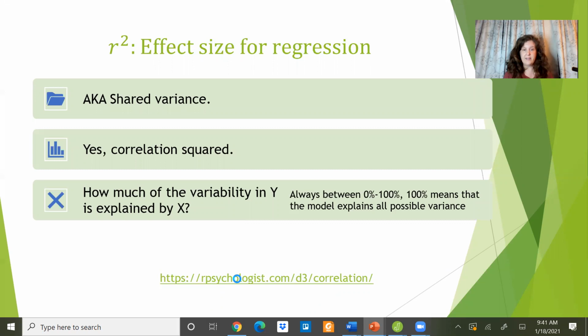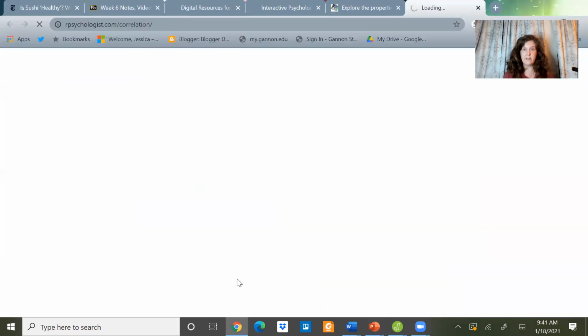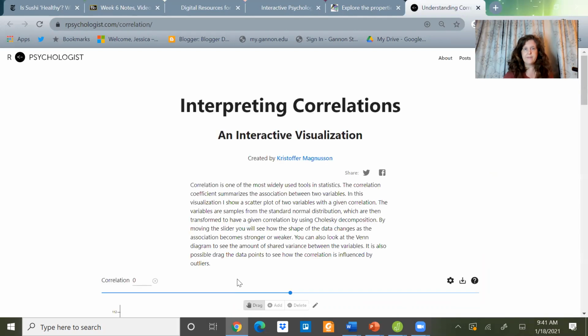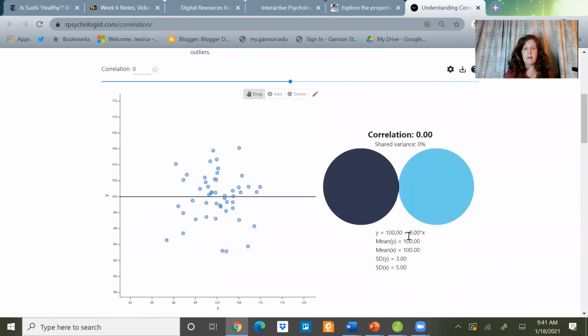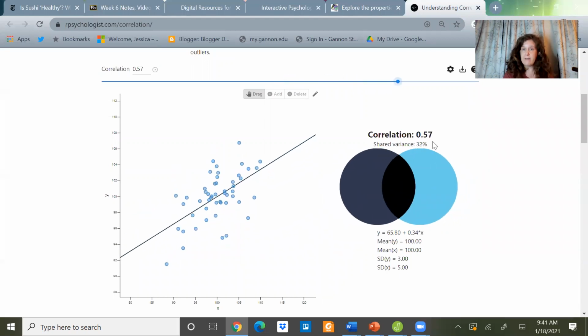Our psychologist, Christopher Magnuson, of whom I am a fan, we looked at this one before. We're going to expand upon this. We looked at this before just to talk about the scatter plot, but now we're talking about all this over here. So this is the shared variance. Shared variance is visualized via a Venn diagram. Let's say I have a correlation of 0.57. If you square r, you get the shared variance, or r-squared, of 32%. That's what 32% overlap looks like, which means the shared variance.